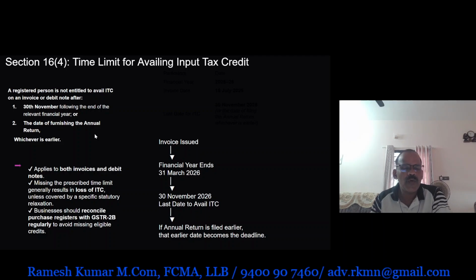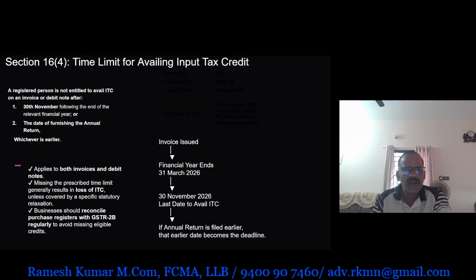As you know, annual return has to be filed on or before 31st December of the year following. So let us take an example. Suppose an invoice is dated 15th July 2025. So it is relating to financial year 25-26, as you know. So this can normally be claimed up to what period? That is 30th November 2026.